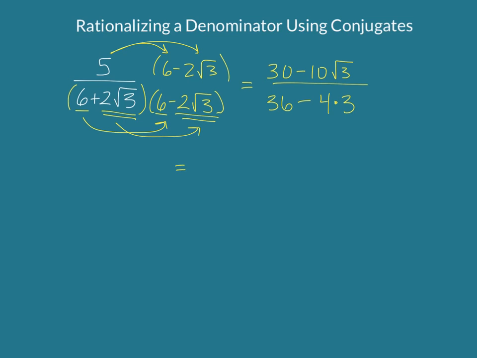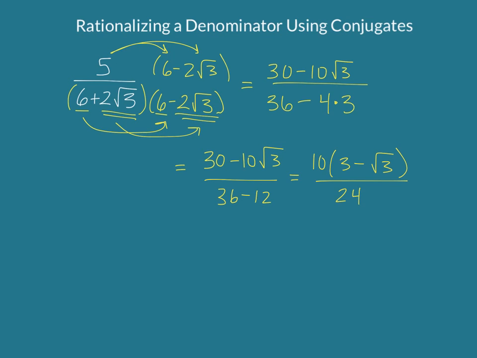So what we have is 30 minus 10 root 3 all over 36 minus 12. In the numerator, we can factor out a 10, so we'll be left with 3 minus root 3. And then in the denominator, we have 24. We can cancel the 10 and the 24 by dividing them both by 2. So we'll have a 5 and a 12. And our final answer is 5 times the quantity 3 minus root 3 all over 12.